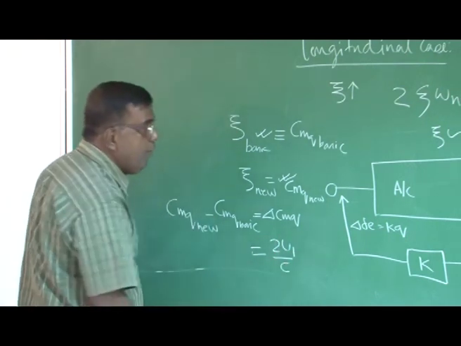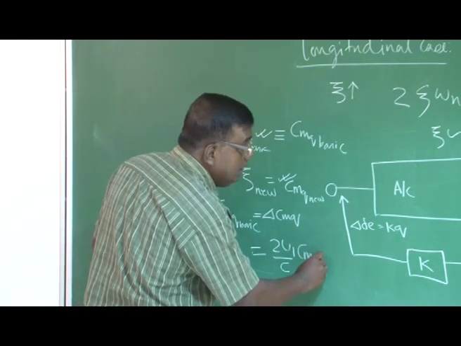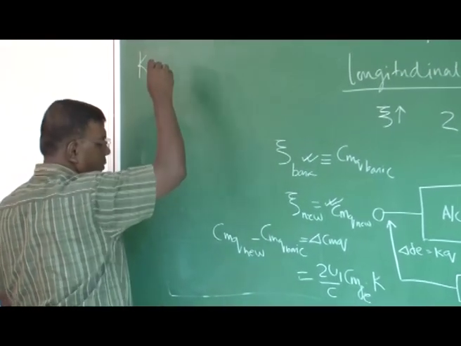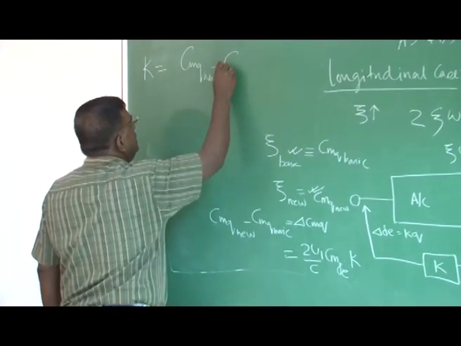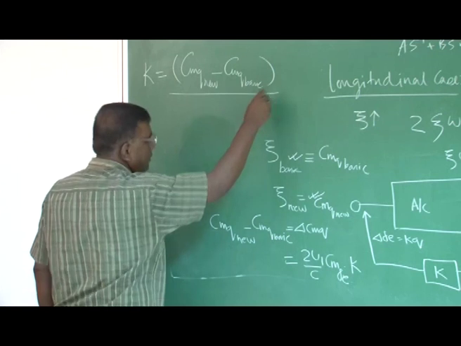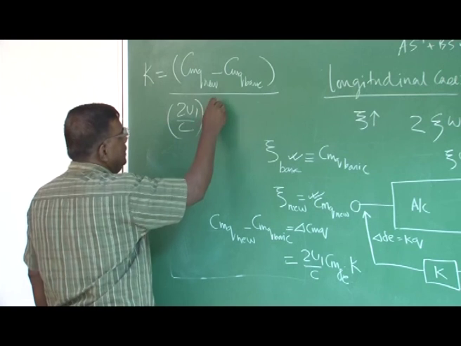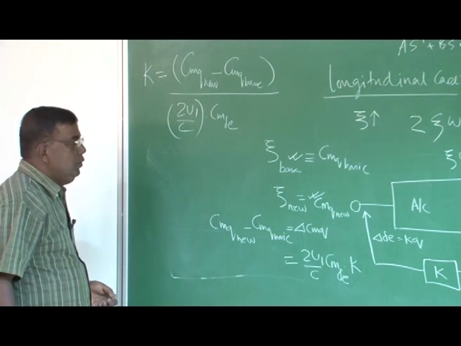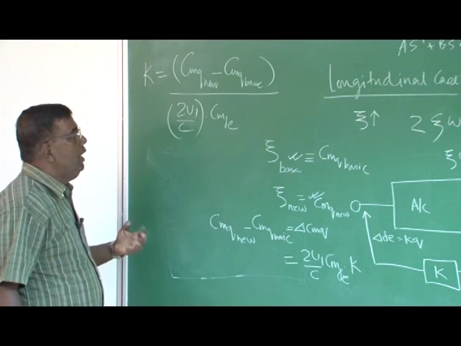That should be equal to 2U1 by C into Cm delta E into K, or I can write K equal to CMQ nu minus CMQ basic divided by 2U1 by C into Cm delta E. The CMQ nu, many textbooks will call CMQ required. I purposely put CMQ nu so that you know that.